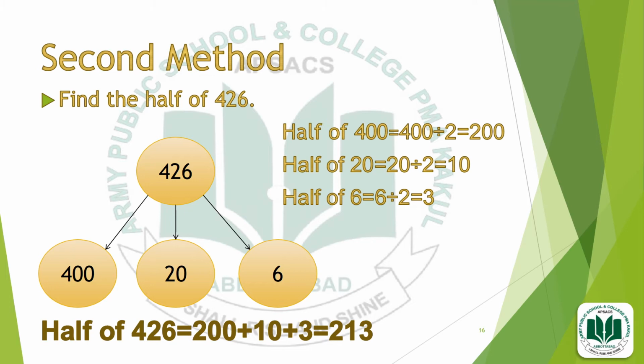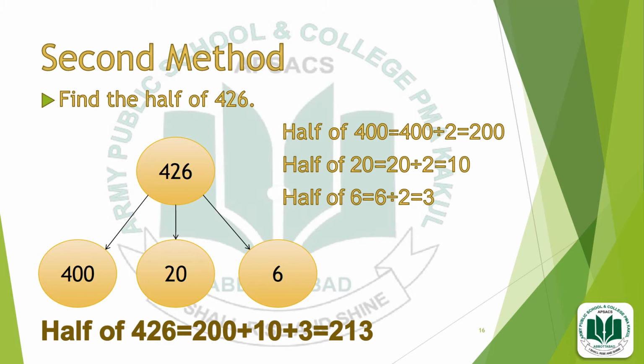Now in the second method, we can find the half of 426 by splitting it into expanded form. 426 is equal to 400 plus 20 plus 6. And then we can find the half of 400, 20 and 6 separately. Half of 400 is equal to 200. Then we can find the half of 20. 20 divided by 2 is equal to 10. It means that 10 twos are 20 and 10 is the half of 20.